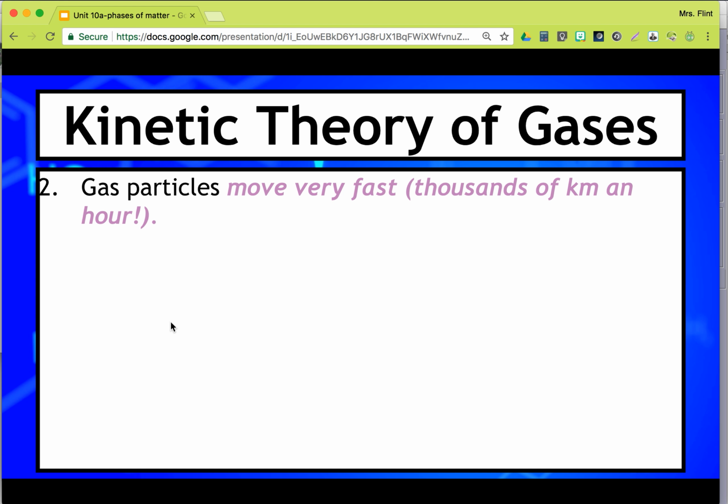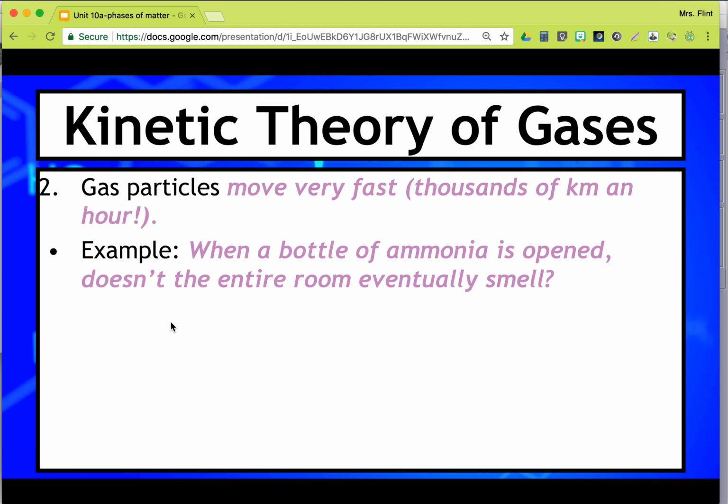Gas particles move very fast, thousands of kilometers an hour. And you can see this when a bottle of ammonia is opened. The entire room will eventually smell. The person sitting closest to the bottle of ammonia will smell it first, and then it will spread slowly throughout the room until everyone can smell that ammonia has been opened up in the room.